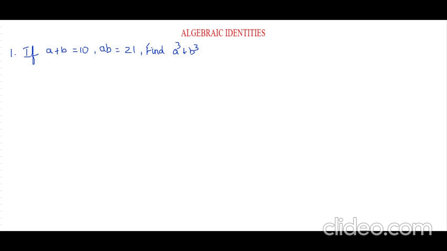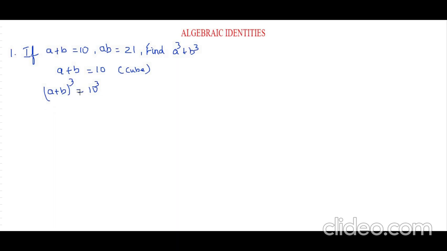So the first example is written here: if a plus b equals 10 and ab equals 21, find a cube plus b cube. So now let's see what is given. We have a plus b equals 10, this is given to us. Now first let's cube on both the sides. So by cubing both the sides we get a plus b whole cube equals 10 cube.